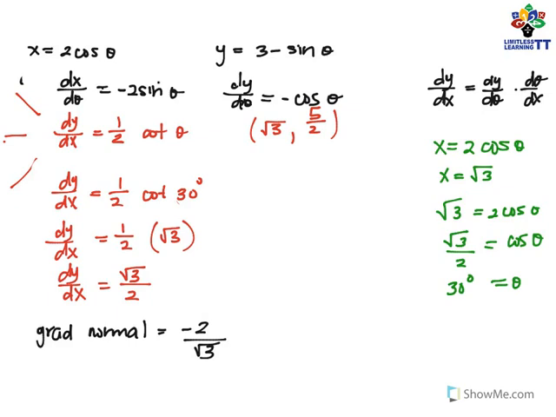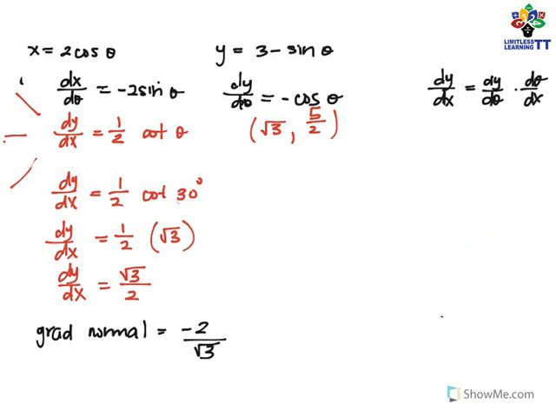Why does it have to be? Because when I multiply those two gradients together, I'm supposed to get -1. If I multiply square root of 3 over 2 by -2 over square root of 3, these cancel, and I'm left with -1. So I now have the gradient of my normal, and I also have a point on the line, square root of 3, 5 over 2, and so now I can use point-slope form in order to find the equation of my normal.